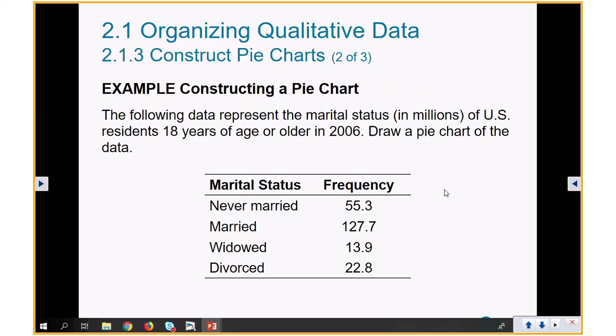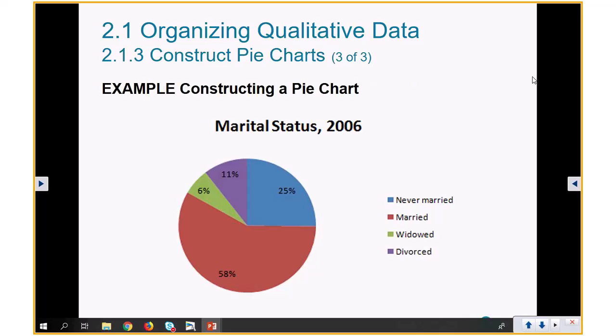Very important that you know how to do a pie chart. Okay, let's do an example here. Let's say that there's 1,000 people surveyed. Or let's go with 100. Let's make it simple. 100 people surveyed. Somebody tell me how many are never married. 25. You multiply 0.25 times whatever N is. Okay? So I want you to get your calculators out.